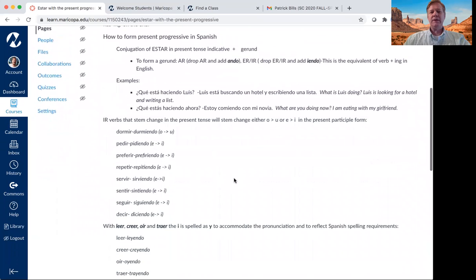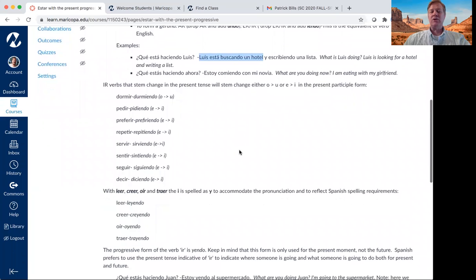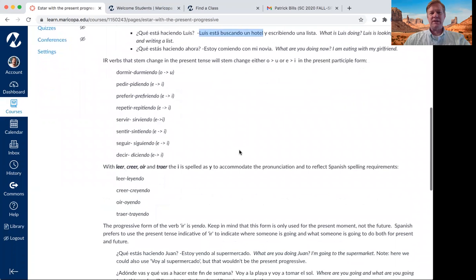Bien. So we could say, for instance, ¿qué está haciendo Luis? Luis está buscando un hotel. ¿Qué está haciendo Ana María? Ana María está escribiendo una carta. Bien. ¿Qué están haciendo los gatos? Los gatos están jugando en la sala, etc.